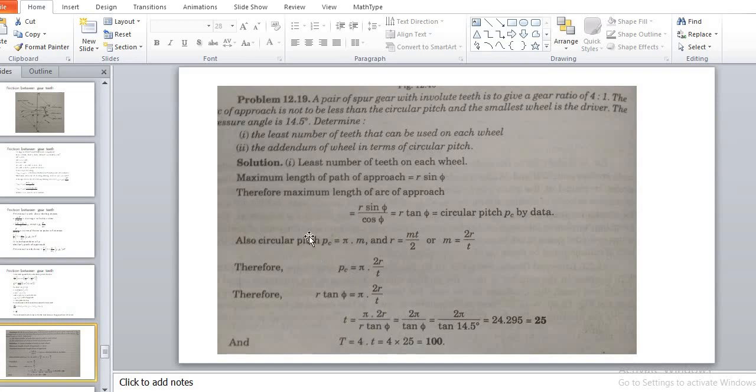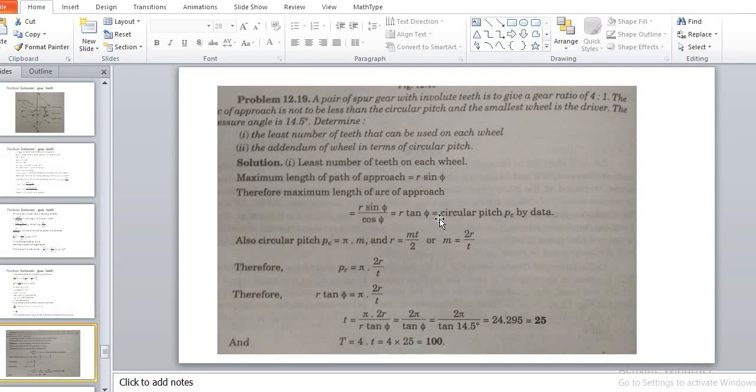Before this, we need the maximum length of the path of approach. The formula for the maximum length of path of approach is r sin phi. For the arc of approach, we divide the path of approach by cos phi. So sin phi by cos phi becomes tan phi, and the arc of approach becomes r tan phi.